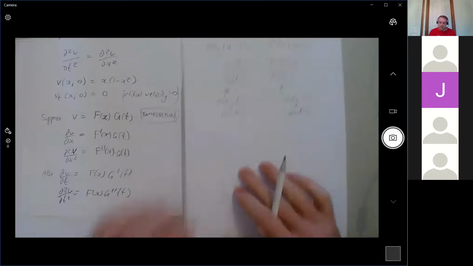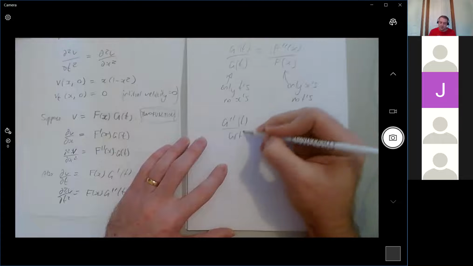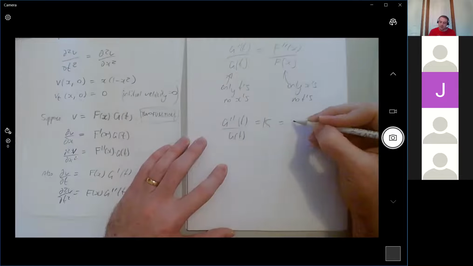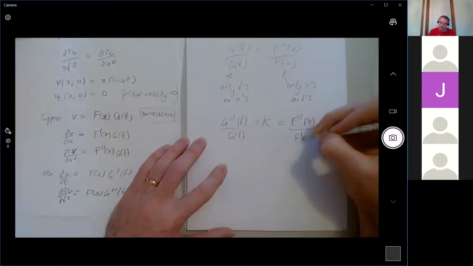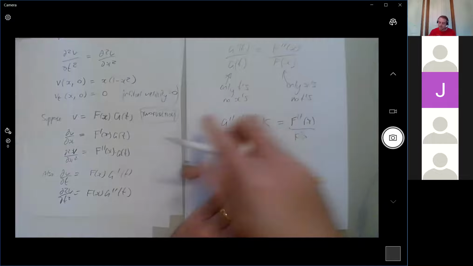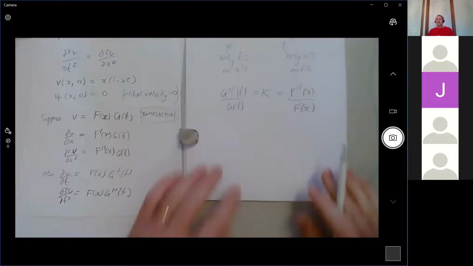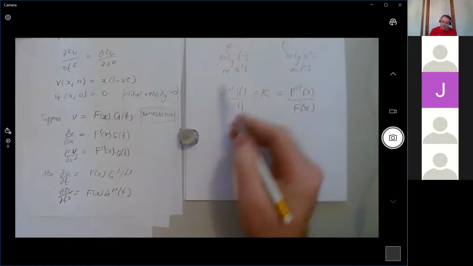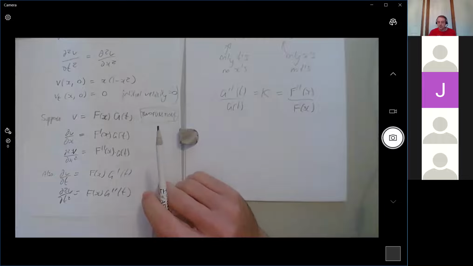And so we end up with g double dash t over g of t is a constant, and it's the same as this constant. Whoops, no dash there. And now we're able to take each half of this separately.